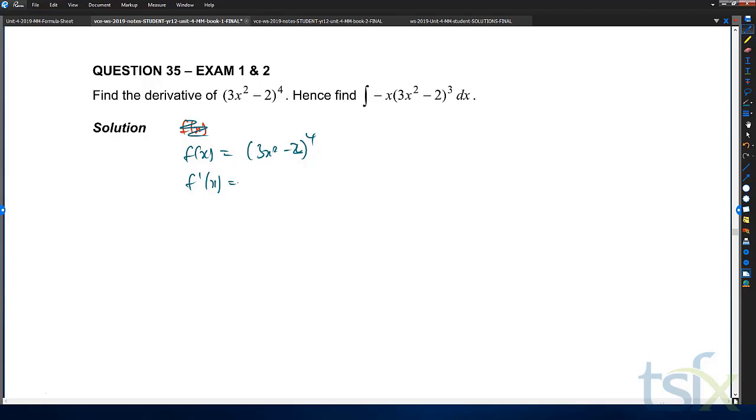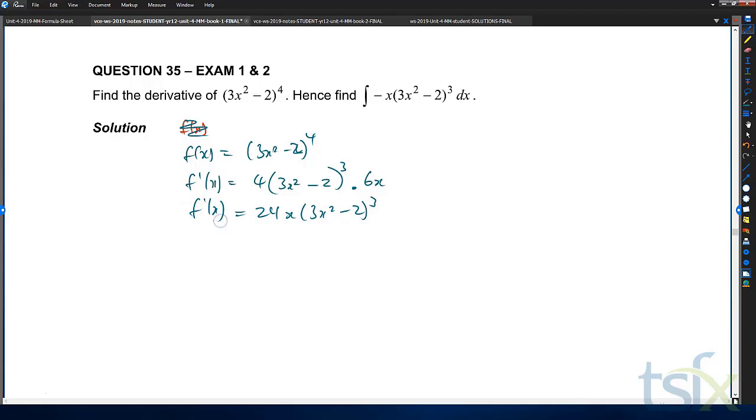Remember the chain rule: if you had something to power 4, you'd make it power 3. So do that. Keep that thing inside. And then don't forget to multiply by the derivative of what's inside. Multiply by the derivative of 3x squared, take 2, which is 6x. So tidy that up. I've got 24x, lots of 3x squared, take 2, all cubed.